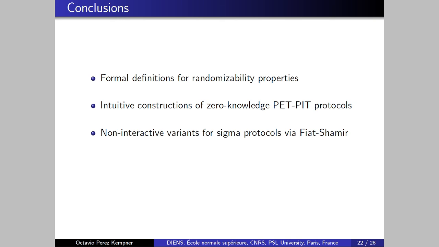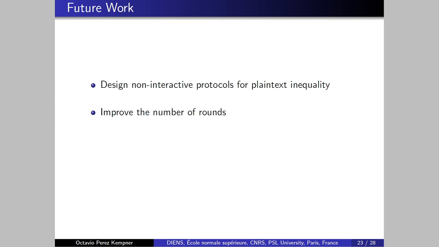Then, the sigma protocols can also be made non-interactive via Fiat-Shamir, which extends their application. And as I previously mentioned, all these protocols are applicable to real-world problems in a plug-and-play manner. As future work, first of all, we would like to design non-interactive variants for plaintext inequality. Secondly, we would like to improve the number of rounds. And finally, we would like to build a generic plaintext inequality test, meaning comparison between ciphertexts for which one knows that the plaintext inequality holds.